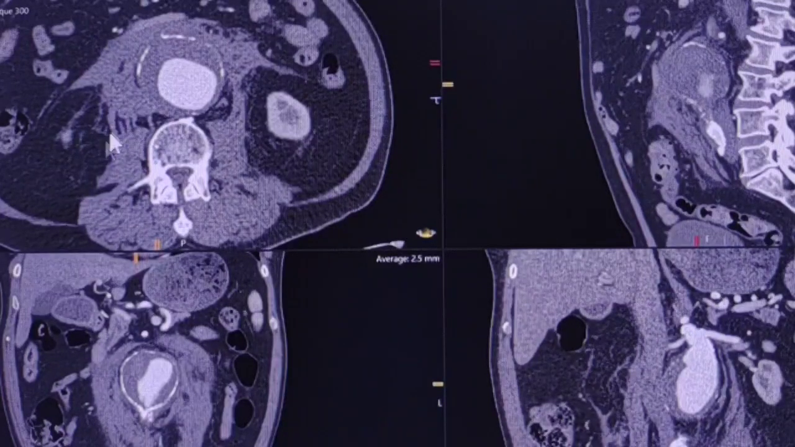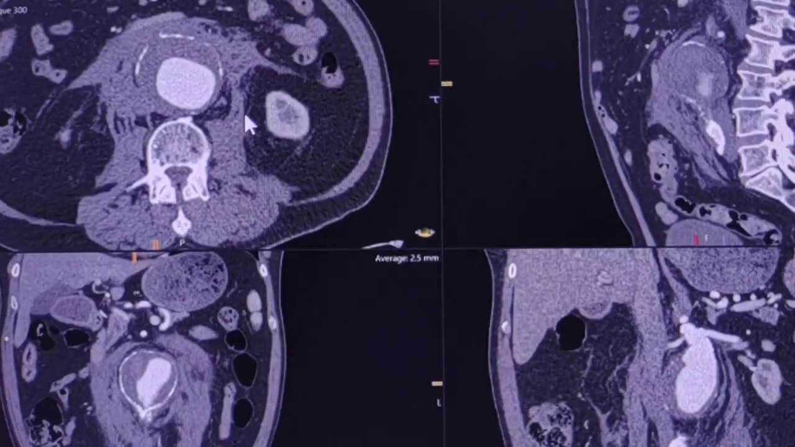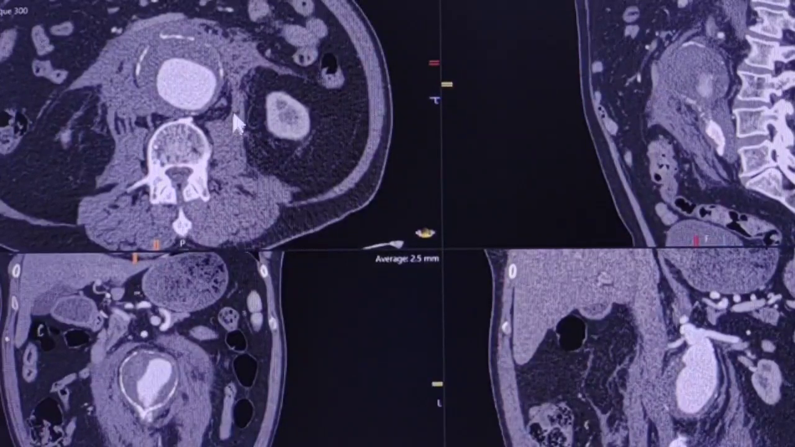There is an extension of the hematoma posteriorly, and the contour of the iliopsoas muscles are significantly obscured, particularly on the left side. So this case is a typical abdominal aortic aneurysm rupture.